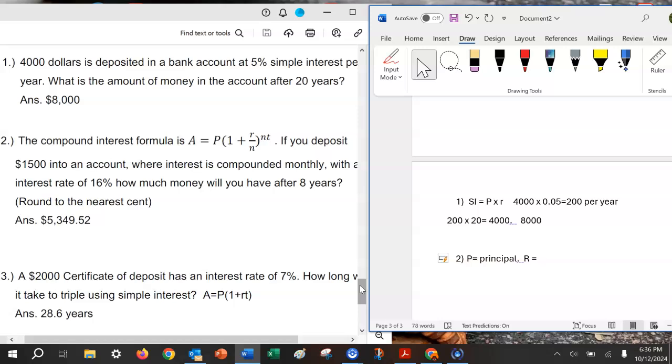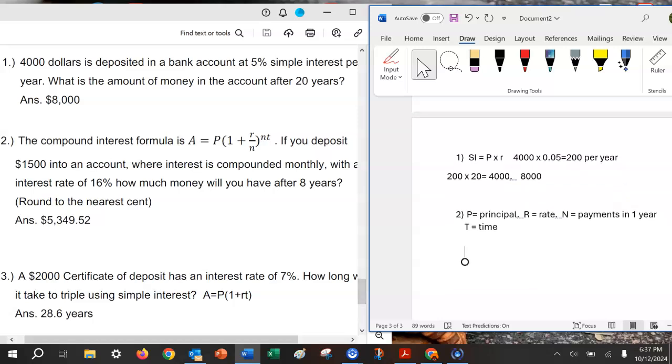R equals rate. It wanted to put it capital. Sorry about that. N equals payments in 1 year. I'm going to pull this down right here. And T equals time. More than likely it'll give you years. Okay.